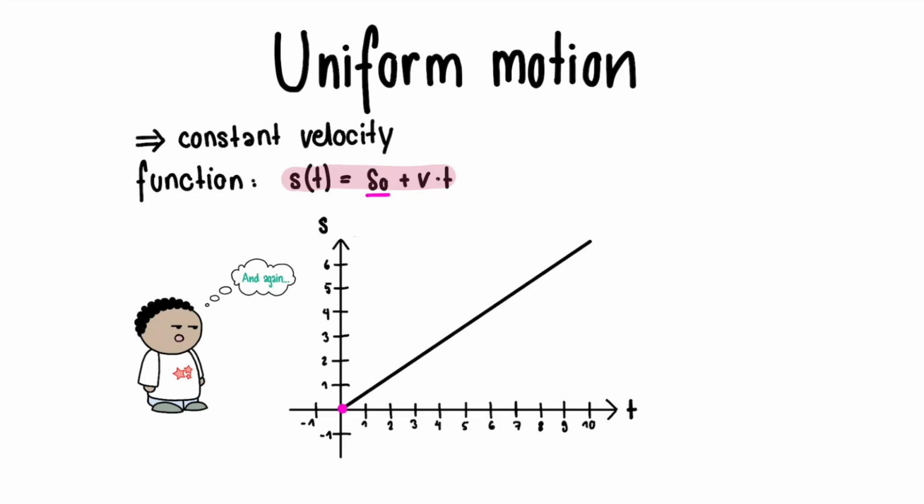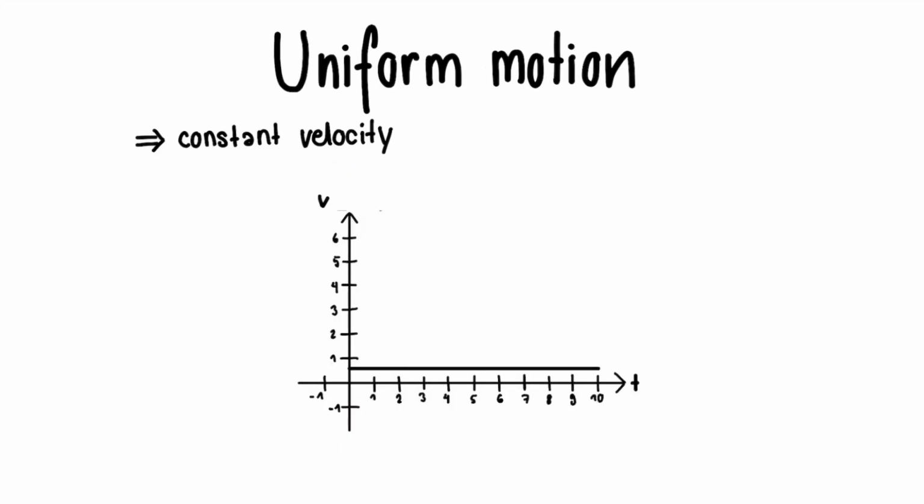Here you see the graph in a position versus time graph. This next graph shows the velocity in a velocity versus time graph. You see, the velocity is always the same.